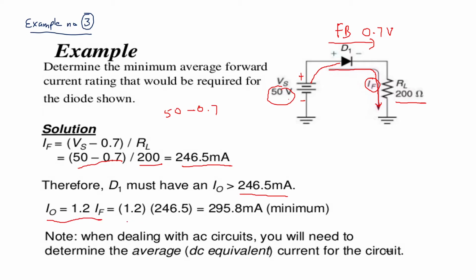So 1.2 multiplied by 246.5, which will get 295.8 milliampere minimum. So this is the minimum required average forward current, that is 295.8 milliampere. Then we'll go to the next problem.